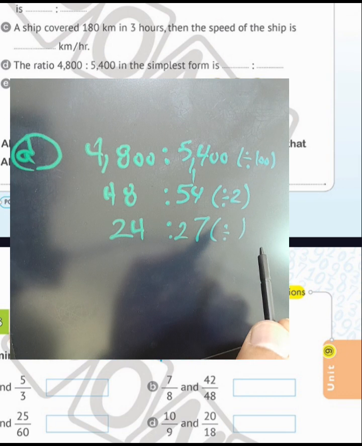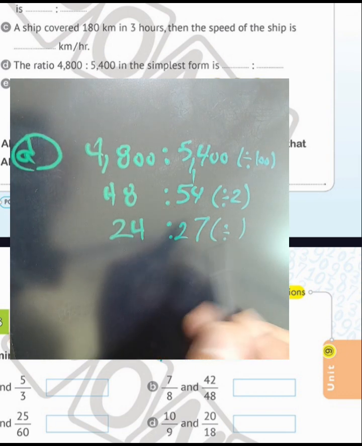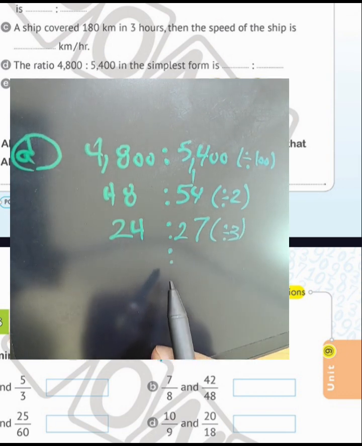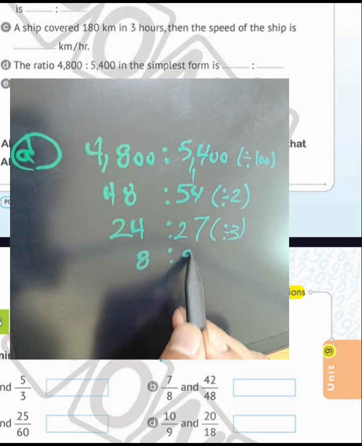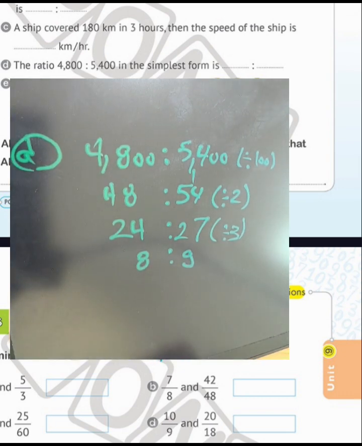And then we can simplify the two numbers by dividing by 3. 24 divided by 3 equals 8. 27 divided by 3 equals 9. Then the result in the simplest form will be 8 to 9.